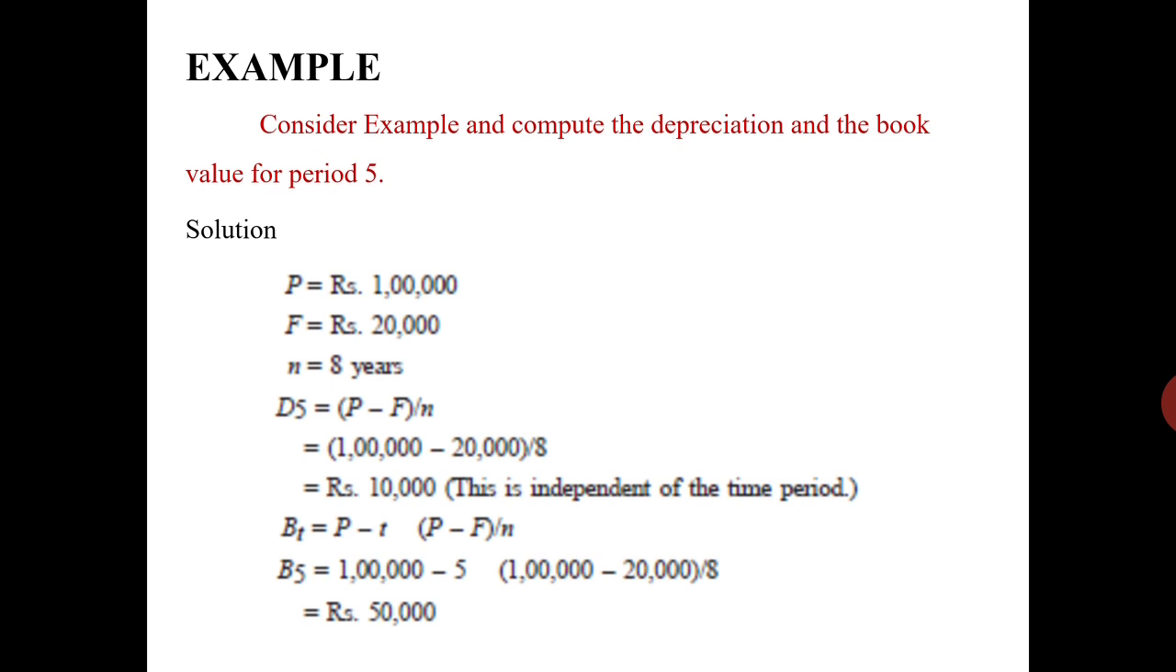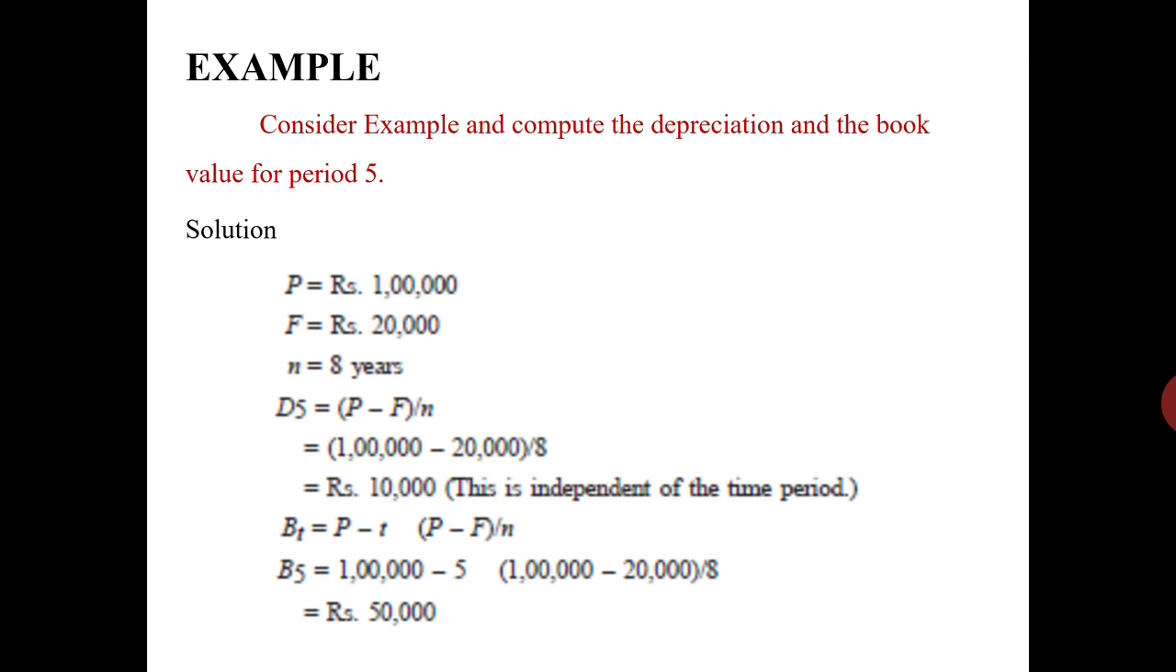This is another problem. Consider the same example as the previous problem and compute the depreciation and the book value of period 5. In the previous problem, we solved year by year what the depreciation value and book value are. But in this problem, we should find the depreciation and book value only for the 5th year.